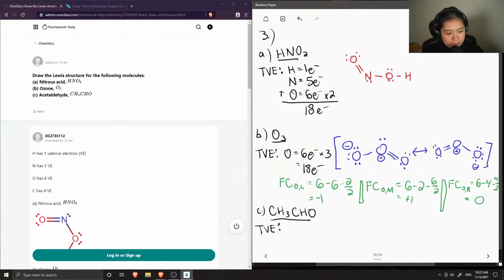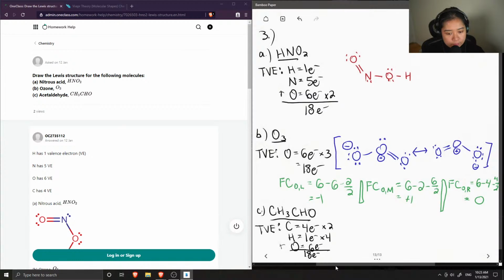For the total valence electrons, carbon has 4, hydrogen has 1, and there are 4 hydrogen atoms, and oxygen contains 6. So we have a total of 18. Oh, sorry, there are 2 carbons. Okay, yeah, so this is 18 valence electrons.